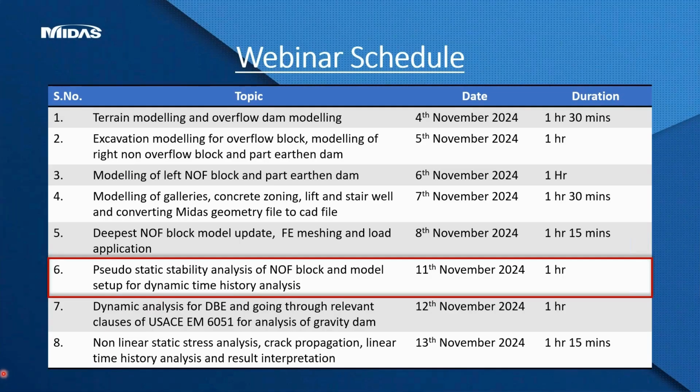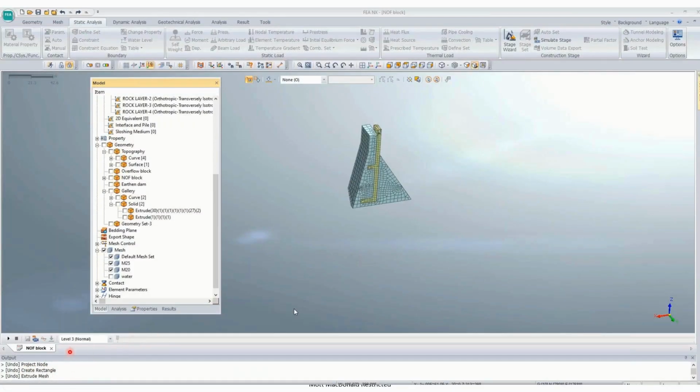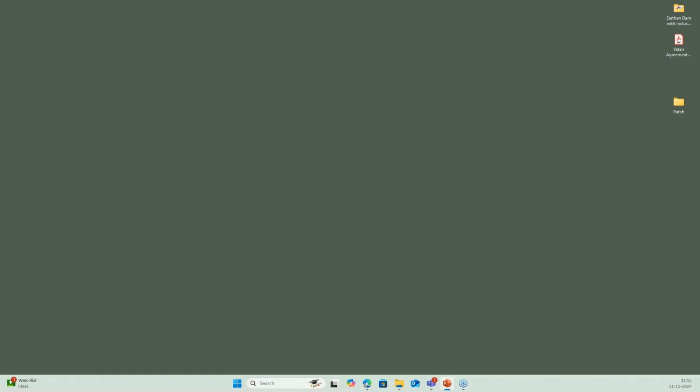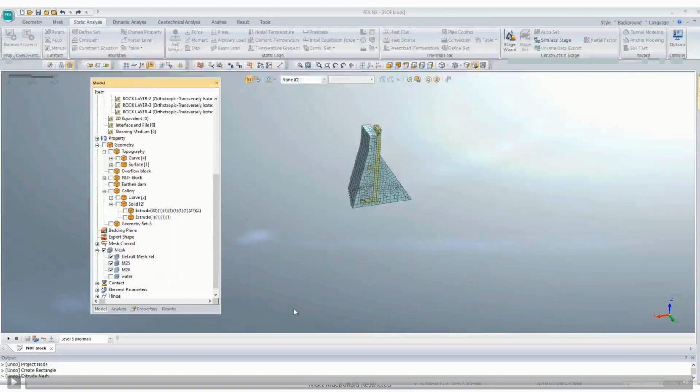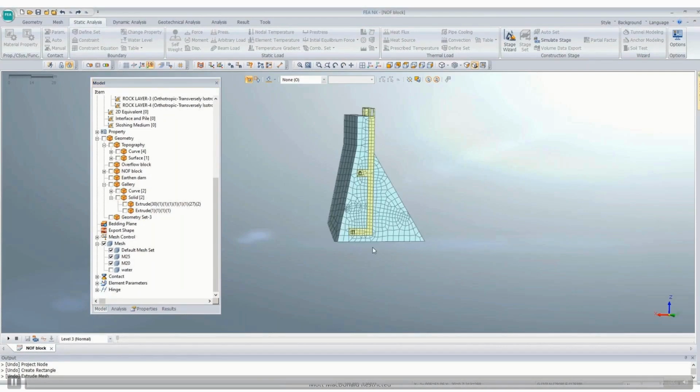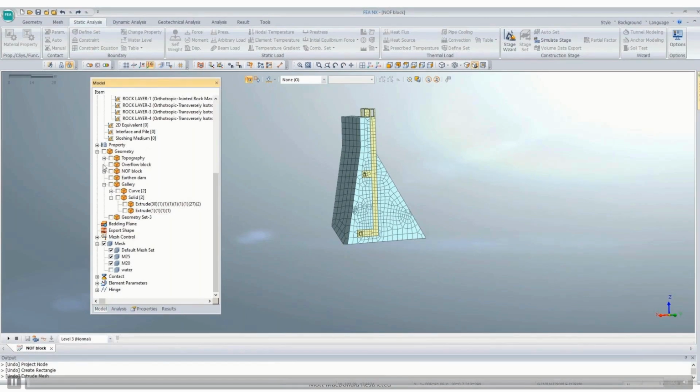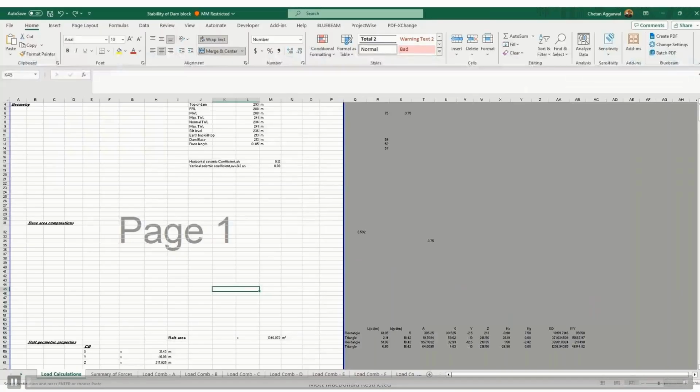So in today's session, we start with the third. So welcome to this session of the webinar. In the last session, we had applied the various forces on our dam. So now we will analyze our dam for the static analysis. First thing we need, as I told you in the last session, is the base properties.